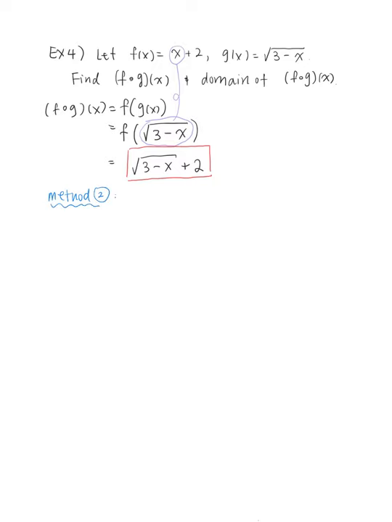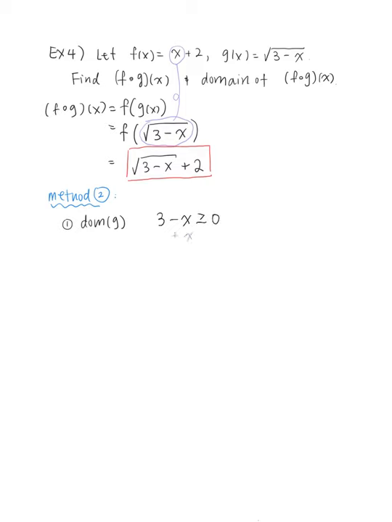So step 1 was what? Find the domain of g. Be careful, we've got a square root going on. So what's the rule for the square root? Remember, whatever sits inside the square root has to be greater than or equal to 0, because the square root of a negative number is undefined. So the restriction is that 3 minus x has to be greater than or equal to 0.